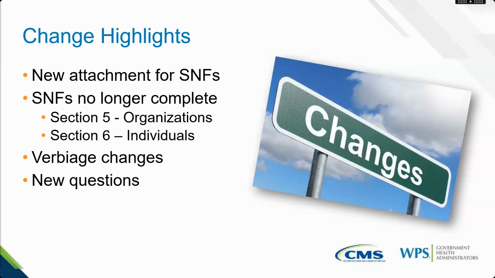All other providers, so everyone excluding SNFs, so hospitals, critical access hospitals, FQHCs, these facilities are still going to report their ownership in Section 5 and 6. Nothing has changed there. The sections still exist. However, for SNFs, they will no longer utilize Section 5 or Section 6. They will report their information on the new Attachment 1 for the SNF disclosures. And we'll again talk about that. And as I mentioned, we do have some verbiage changes and some new questions.